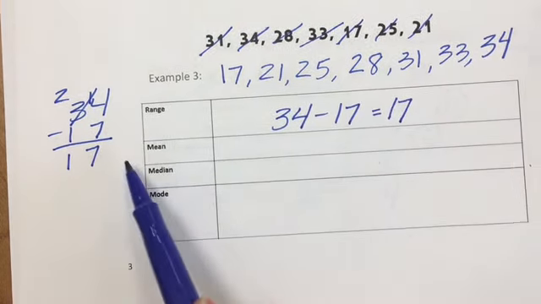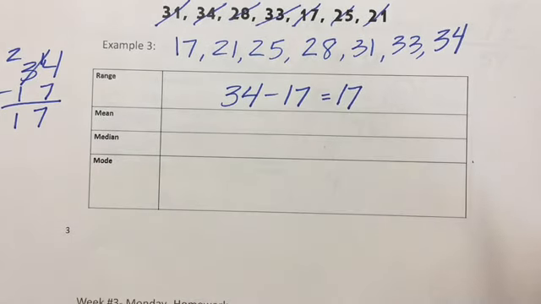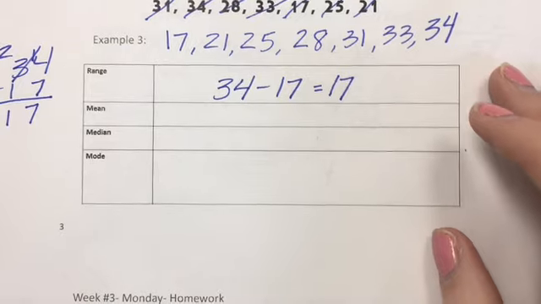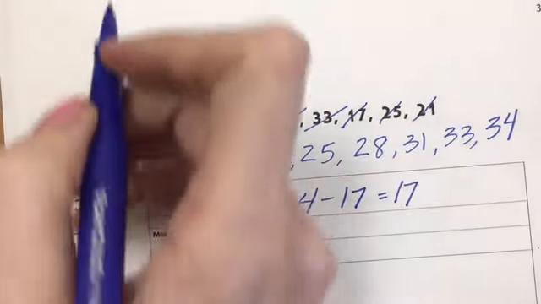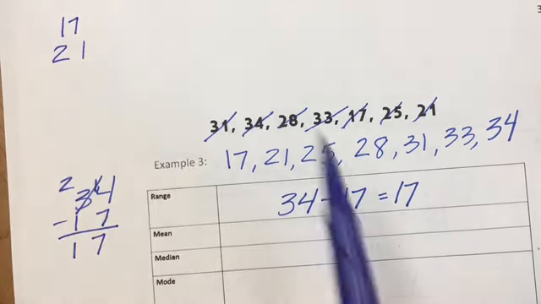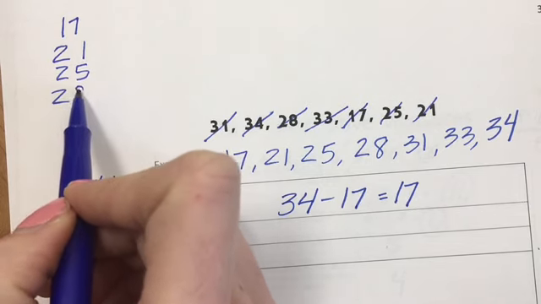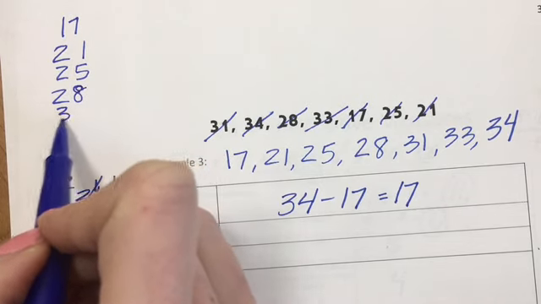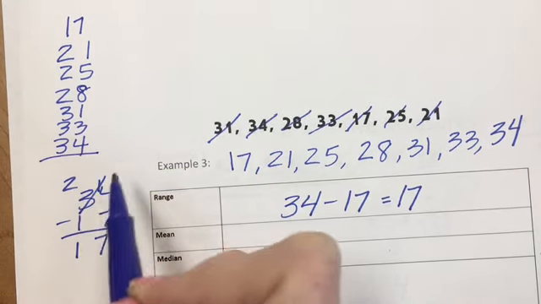Now we're going to find the mean, which means we need to add them up. So let's go ahead and jump in and do that. Let me find a good spot. We'll do it right here. So we'll do 17, 21, 25, 28, 31, 33, 34. Yikes, I'm cutting it close here.